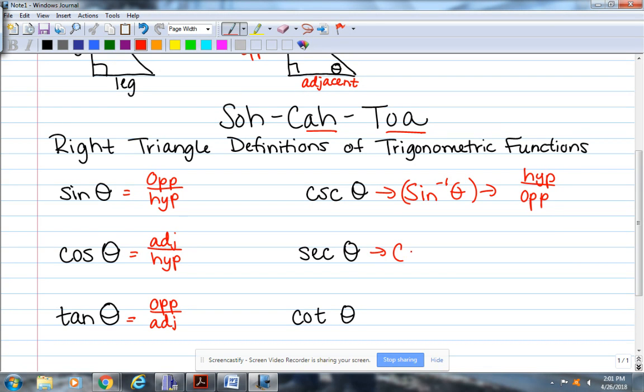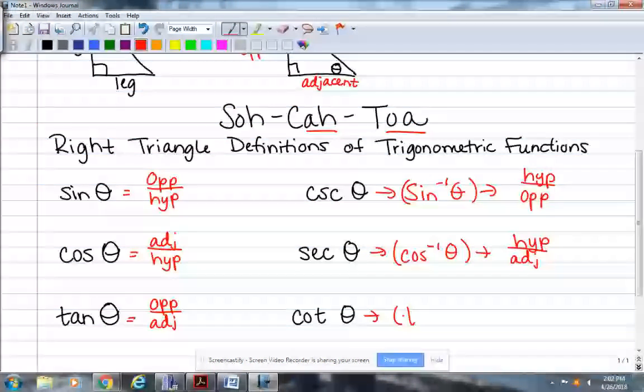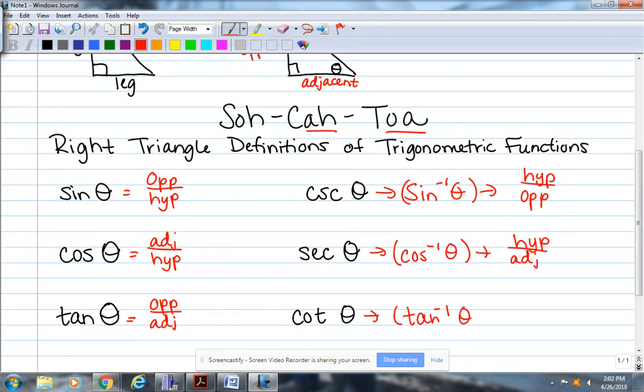Secant is the inverse of cosine of theta. So what do you think secant's going to be? Hypotenuse over adjacent. It's the opposite of cosine. And then cotangent is the inverse of tangent, which is adjacent over opposite.